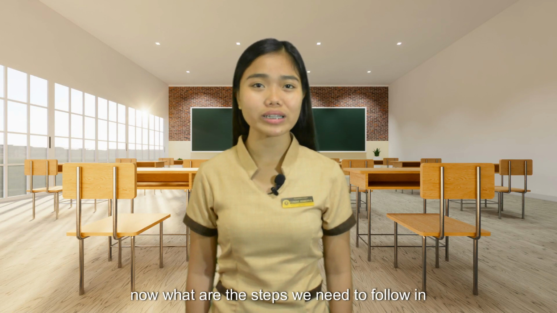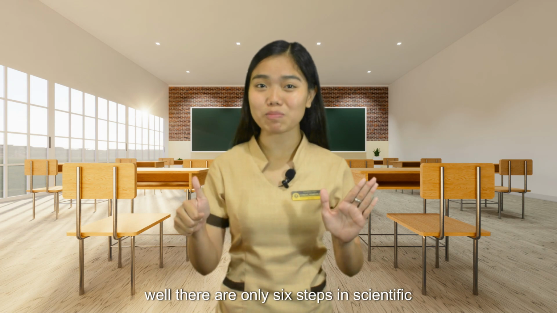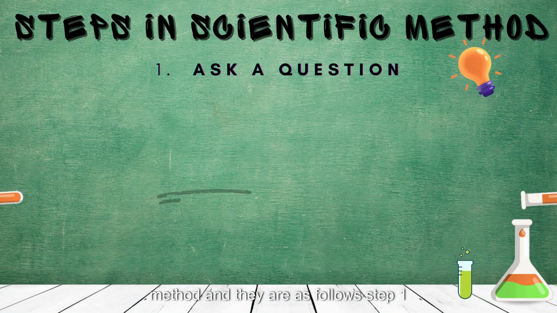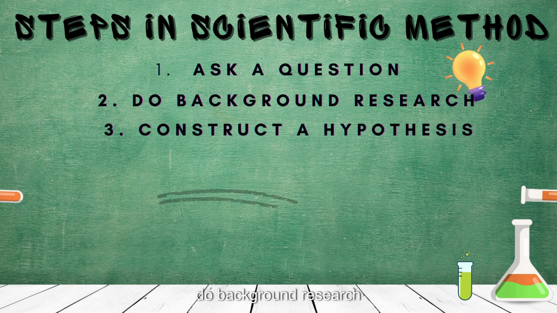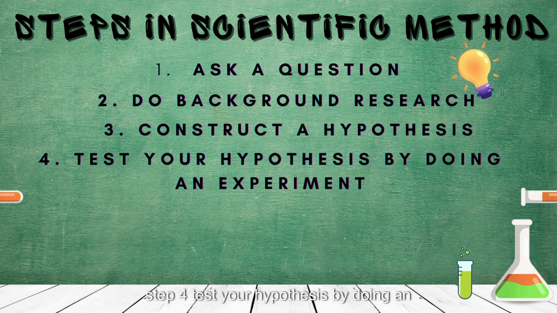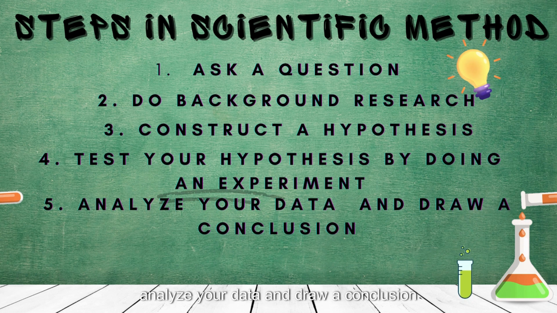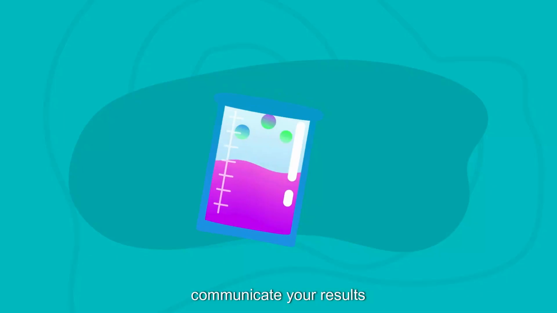Now, what are the steps we need to follow in solving our problems? Well, there are only 6 steps in the scientific method, and they are as follows. Step 1, ask a question. Step 2, do background research. Step 3, construct a hypothesis. Step 4, test your hypothesis by doing an experiment. Step 5, analyze your data and draw a conclusion. Step 6, communicate your results.